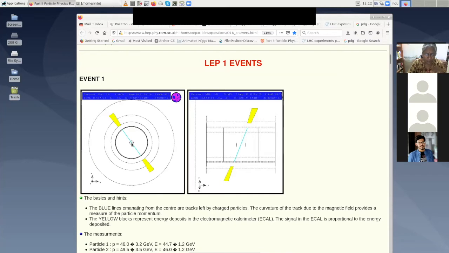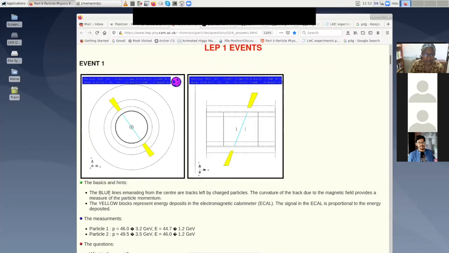Okay. So we're looking along the beam, and this is the first view, called the XY view. The second one is where we are looking perpendicular to that, and that is the YZ view. So you're seeing it in two different views. First, to understand, he has given the basic hints.